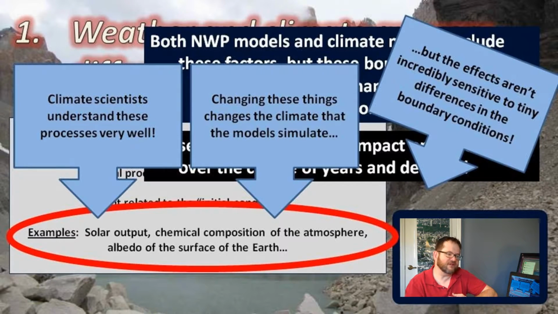Okay? It turns out the effects of these boundary conditions are important, but they're not terribly sensitive. We can make an assumption that the amount of carbon dioxide doubles. Will the amount of carbon dioxide in the Earth's atmosphere double? It's going to change. Is it exactly going to be double? No, it's going to be either more or less than that. But more importantly, from the point of view of climate simulation, it doesn't really matter. As long as we have broadly gotten these things right, the climate simulation is going to be fine.